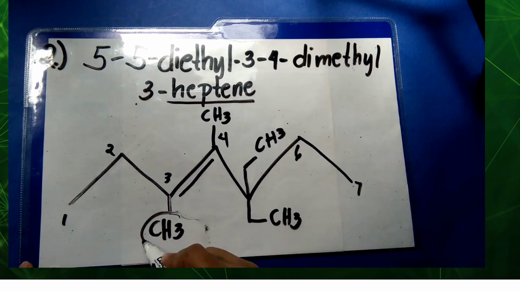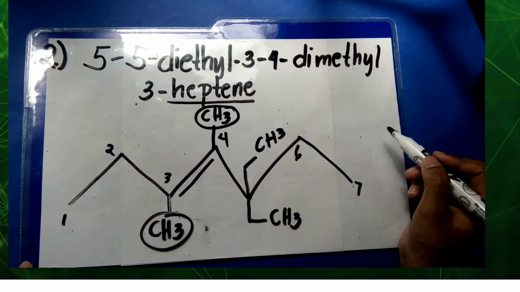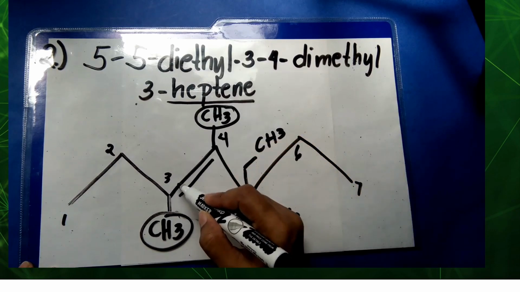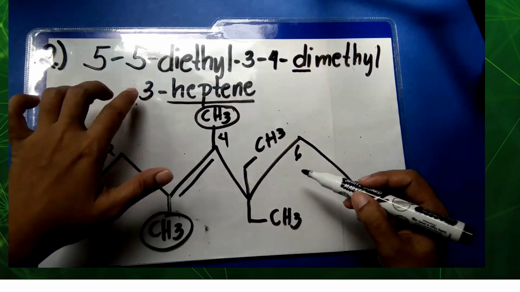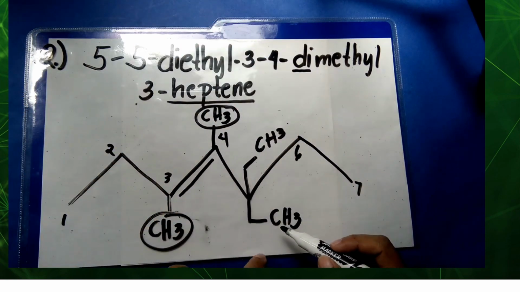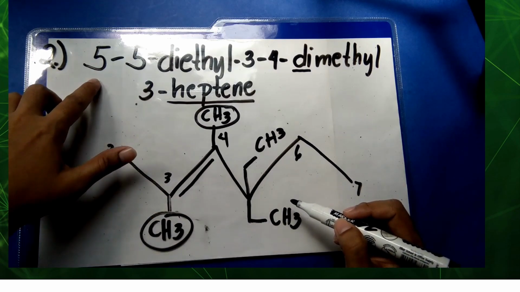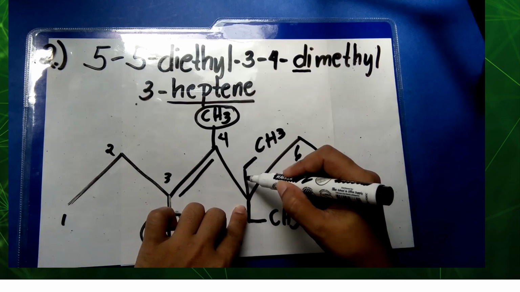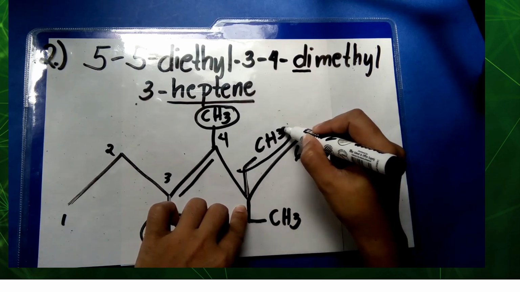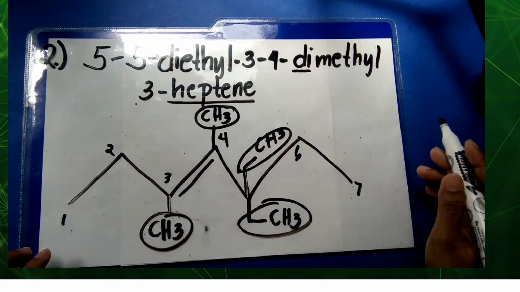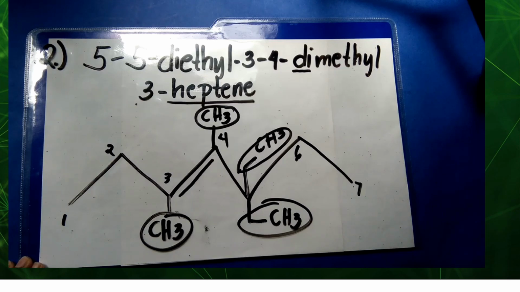On the third, there is 1 methyl. On the fourth, another methyl. So there are 2 methyl substituents. So therefore, we have di. And then on the fifth, right here, we have ethyl. So 1 and 2, ethyl. And another on carbon number 5, we have ethyl. So 1 and 2. So we have here the ethyl. Right here. Okay? So that is the structure of 5,5-diethyl-3,4-dimethyl-3-heptene.